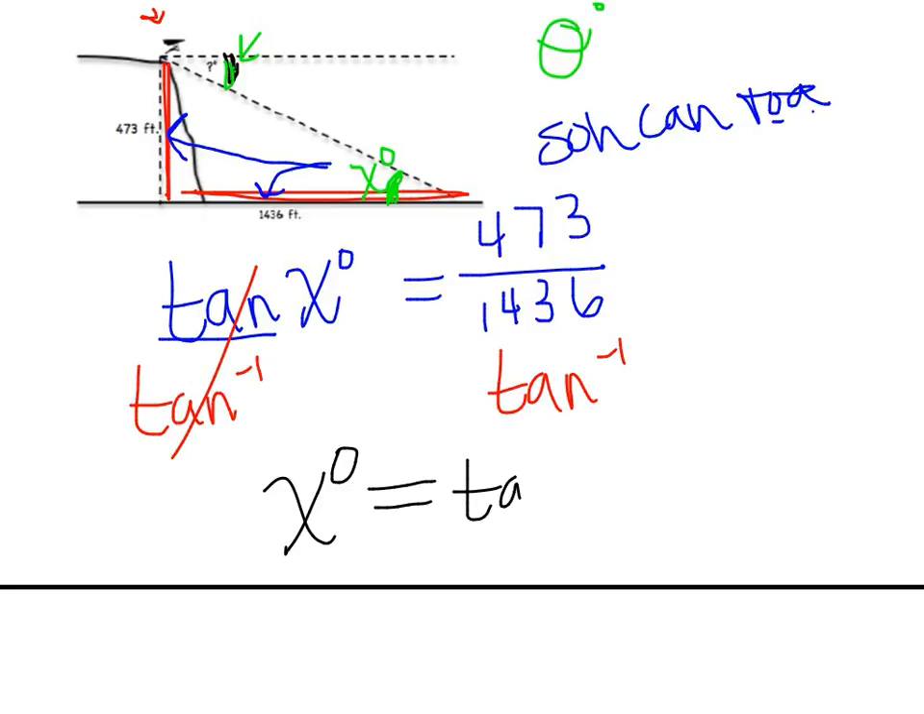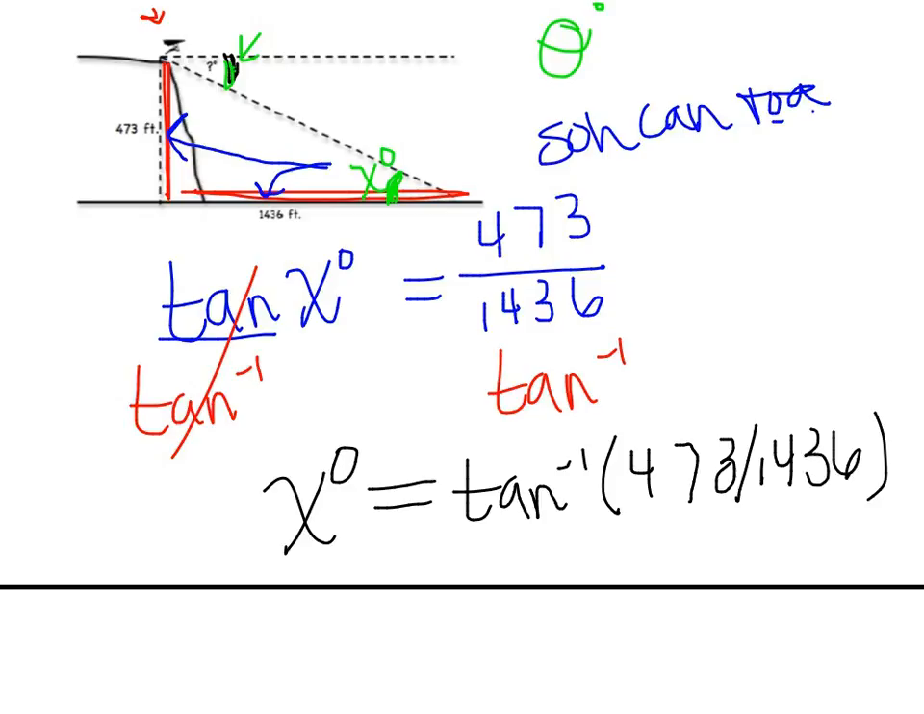This is how you type it in your calculator: second tan, parentheses, 473 divided by 1436. And what will we get? Type into your calculators yourself. Second tan, 473 divided by 1436. You get x is 18.23 degrees.